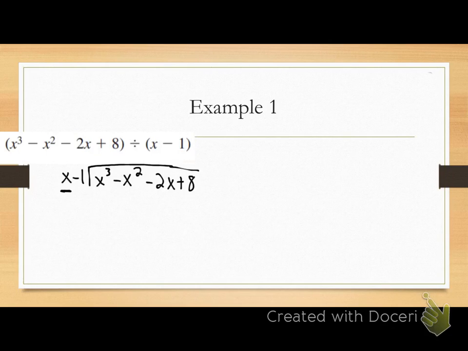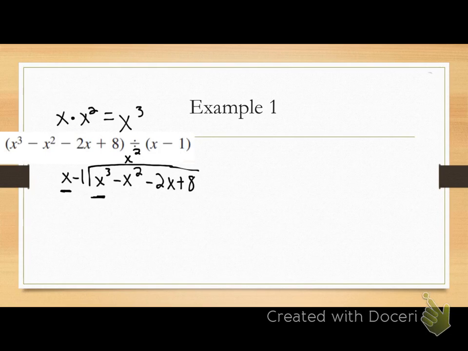Okay. So I'm looking at the first term of my divisor, and I'm also looking at the first term of my dividend. I'm asking myself, how many times does x go into x cubed? AKA, x times what would give me x cubed? X squared, right? If I have x times x squared, I would add their exponents, and that would give me x to the third. So x times x squared gives me x to the third, correct? So my x squared is going to go right up here. And notice I lined it up with its like term.